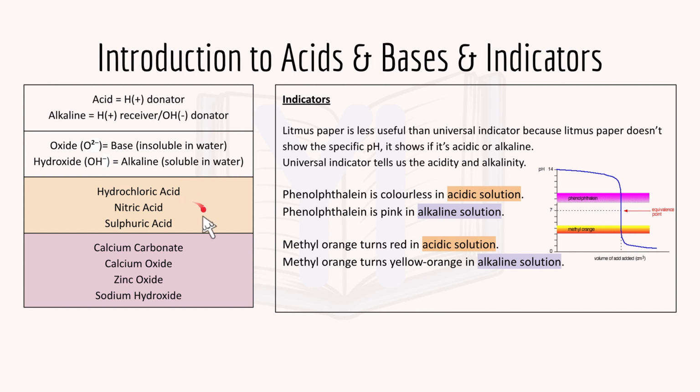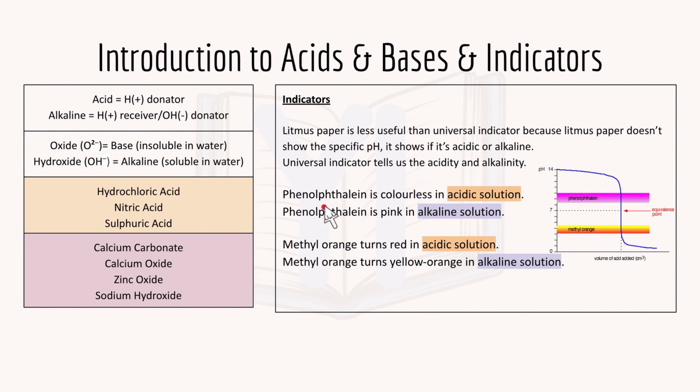And these three acids, hydrochloric, nitric, and sulphuric acids, are some of the most common acids that appear in IGCSE chemistry. And here are some bases and alkalis, which include calcium carbonate, calcium oxide, zinc oxide, and sodium hydroxide. So here are some indicators. Litmus paper is less useful than universal indicator because the litmus paper doesn't show the specific pH and it only shows if it's alkaline or acidic. But universal indicator tells us the acidity or the alkalinity of the solution.